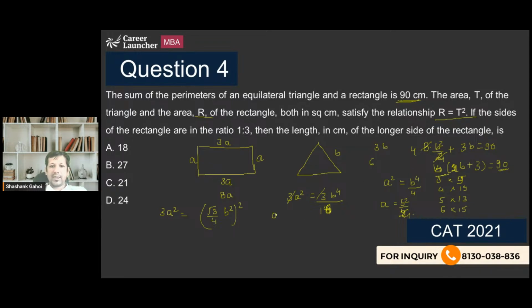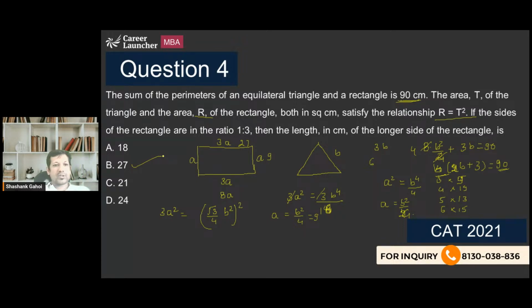So I can say a is equal to b square upon 4. So 36 upon 4 will give me 9. So this side is 9, so this side is going to be 27. So the longer side is definitely going to be 27. And that's how I can get the answer of this question.